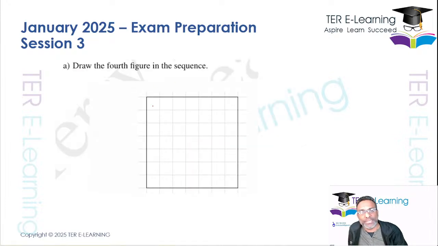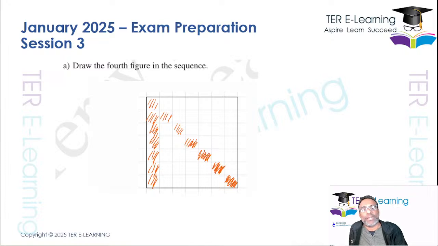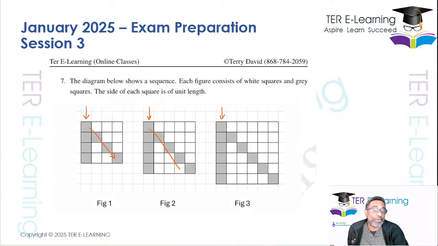So if I wanted to complete this here, I'll shade everything going on here, and then we're going to go diagonally. I don't have time to shade all of it, but basically this is what it is. So this is my figure 4 in this particular sequence. That's basically what's happening in all the diagrams.